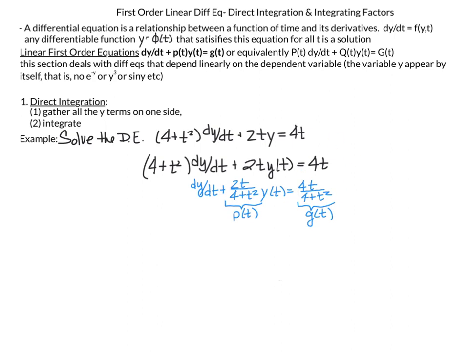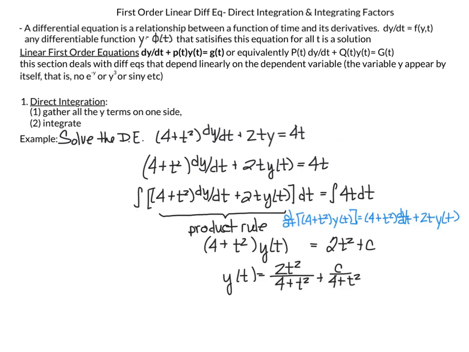So I've put this in this form just to demonstrate for you that I do have a first-order linear differential equation, but for this problem it's not necessary, because when we do direct integration, we don't necessarily have to have it exactly in this form, we just have to be able to put it in the form. Basically we want to gather all the y terms on one side. And you can see here I have all the y terms, the dy/dt as well as the y of t, all on the left-hand side of the equation. So the right-hand side of the equation only has terms with t.